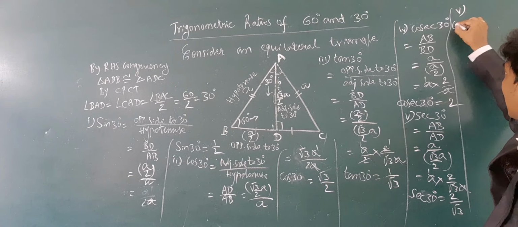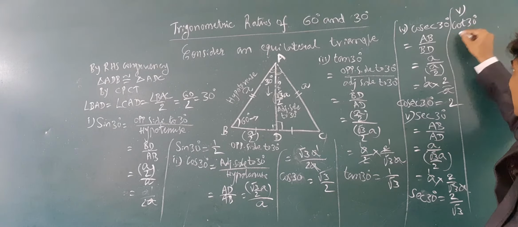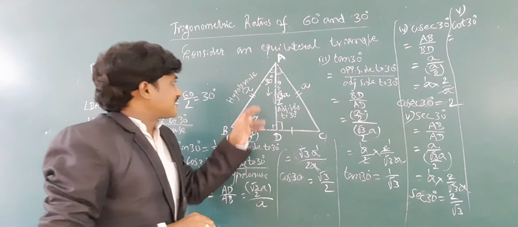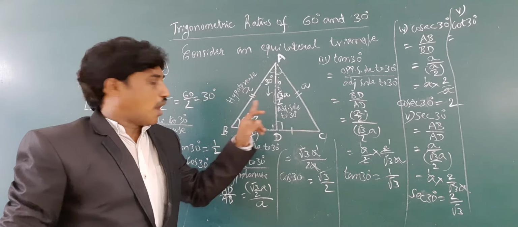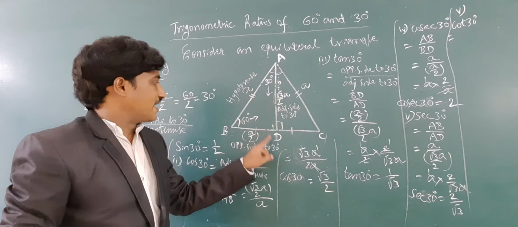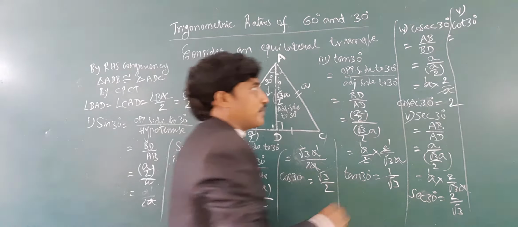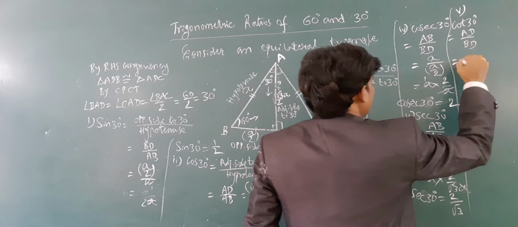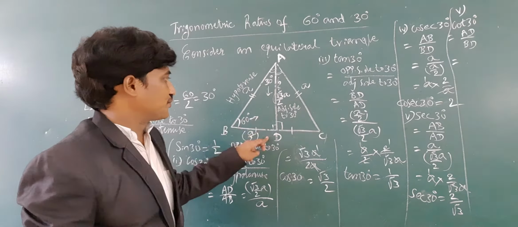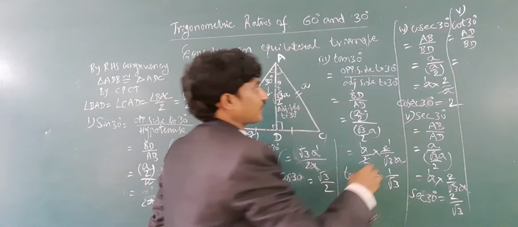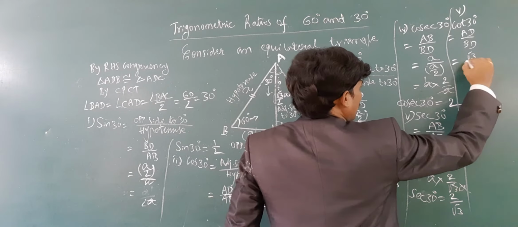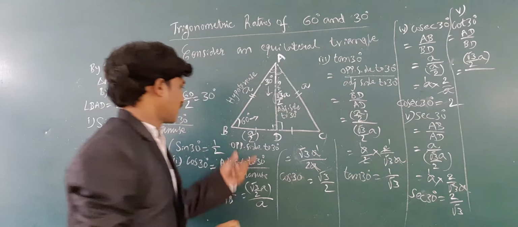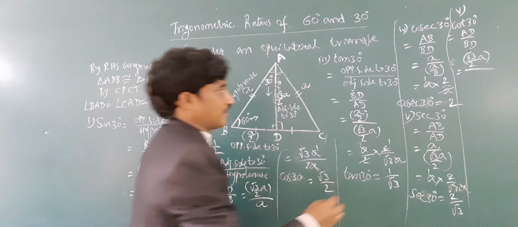Finally, the fifth one, cot 30 degree. Cot 30 degree is adjacent side to 30 degree by opposite side to 30 degree. That is AD by BD. AD length is root 3 by 2 A, BD length is A by 2 units. That is root 3 by 2 A by A by 2.